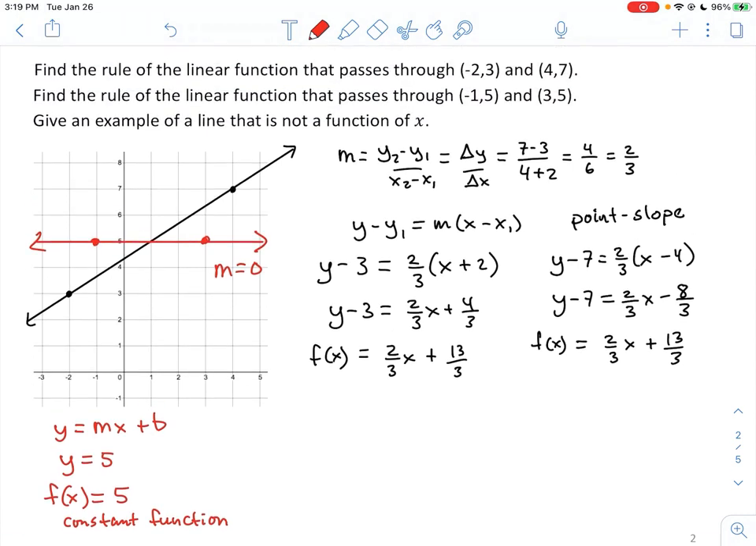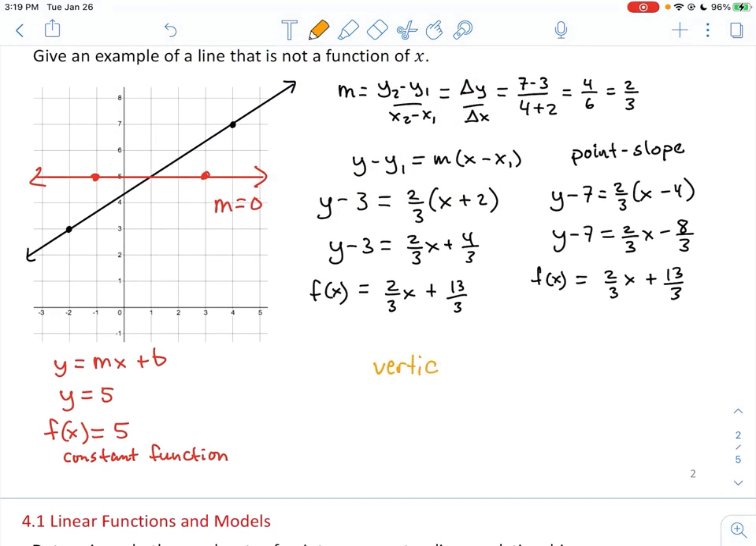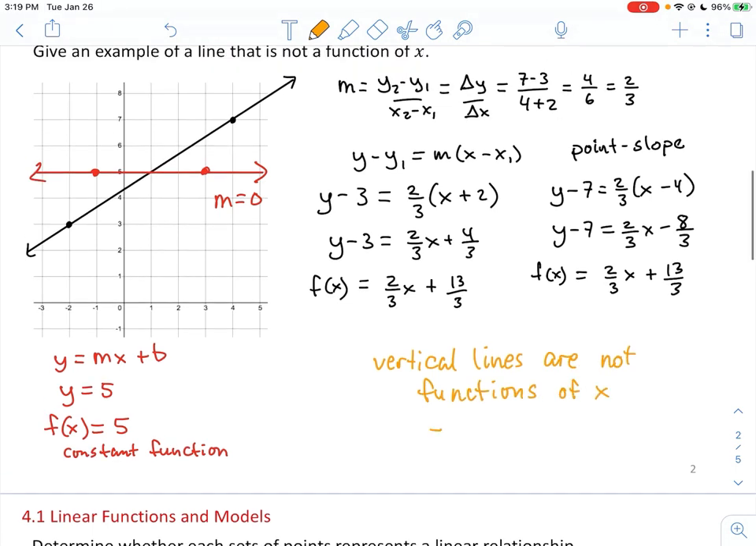Now give an example of a line that is not a function of x. Well, the only kind of line that's not a function of x is a vertical line. So vertical lines are not functions of x. They're still lines, and they are functions of y, but they're not functions of x. An example of a vertical line: x equals 2. There is no y in the equation to solve for, and vertical lines fail the vertical line test. So horizontal lines are constant functions of x, diagonal lines are changing linear functions of x, and vertical lines are not functions of x at all.